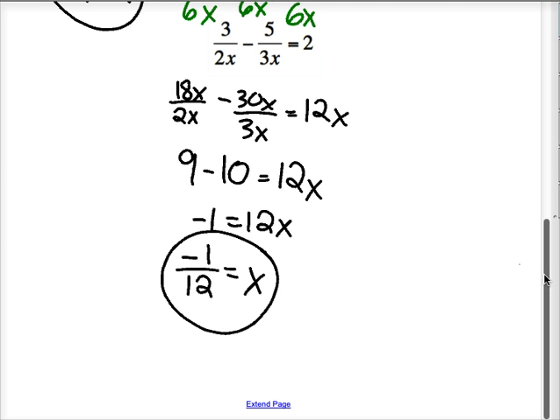All right, so again, the big idea here is clearing out those denominators. Try to get the denominators gone, because that'll leave you something linear that you can use to solve for x.